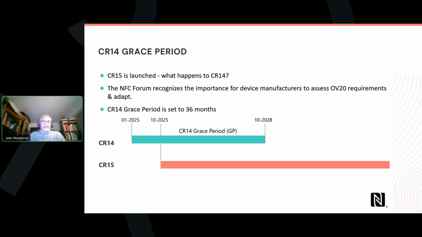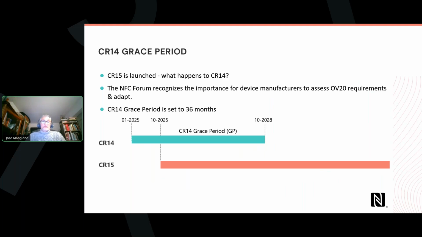Nevertheless, so this takes time, but we have to set a limit, and we think it is very reasonable for the industry to set a grace period of 36 months for CR14. The grace period is intended as being the time where we have 2 certification releases available that device manufacturers can choose from in order to certify their devices. So CR14 will continue being active, so usable, till October 2028, 3 years from now.